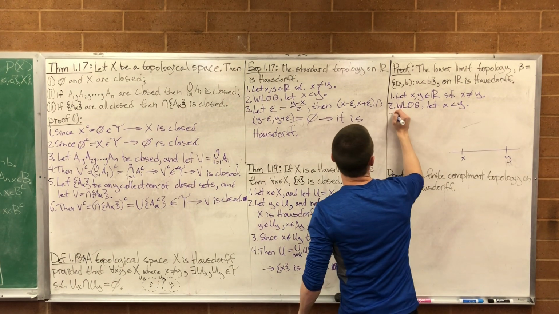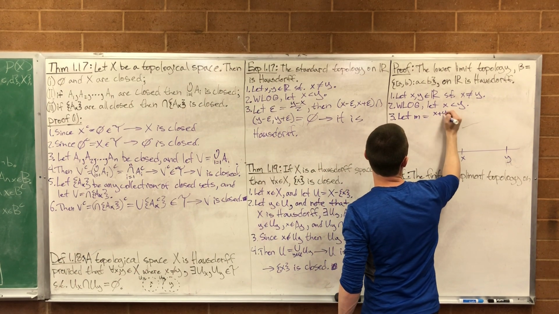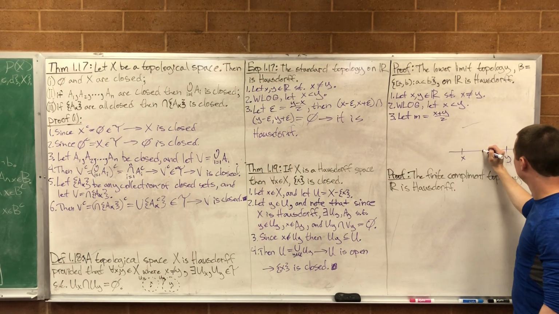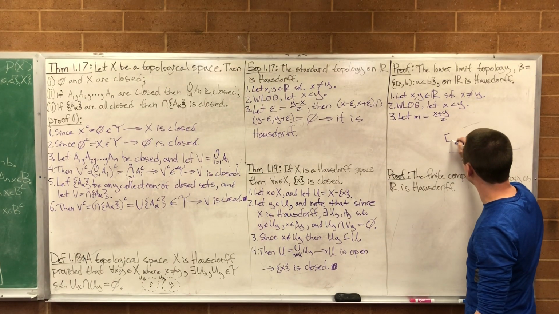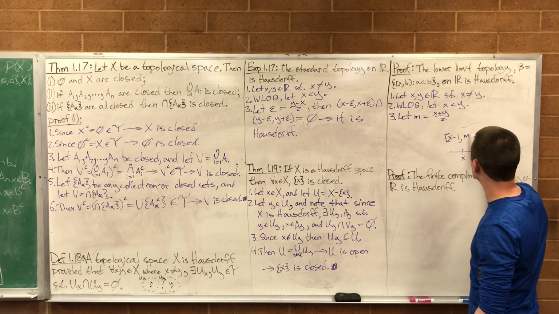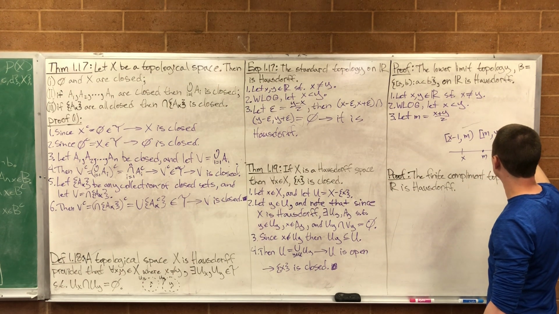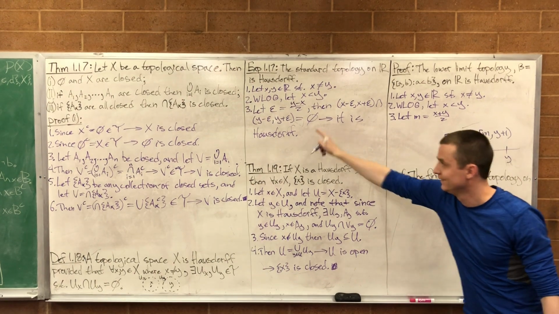So, let m equal the midpoint of those two, x plus y over 2. What am I going to do this time? So here's m, it's the midpoint of those. All I'm going to do is take the interval x minus 1 to m and m to y plus 1. Those are my neighborhoods. In fact, I probably don't even need to finish. You see how it goes. That's it. This, by the way, is how I was going to do this one.